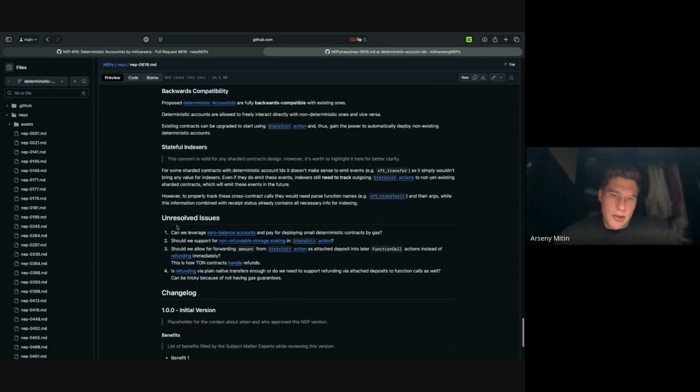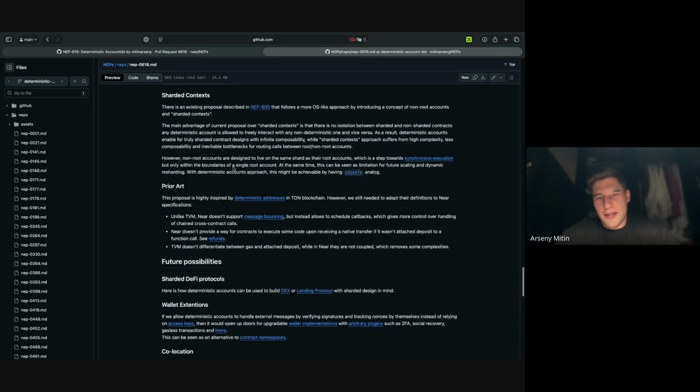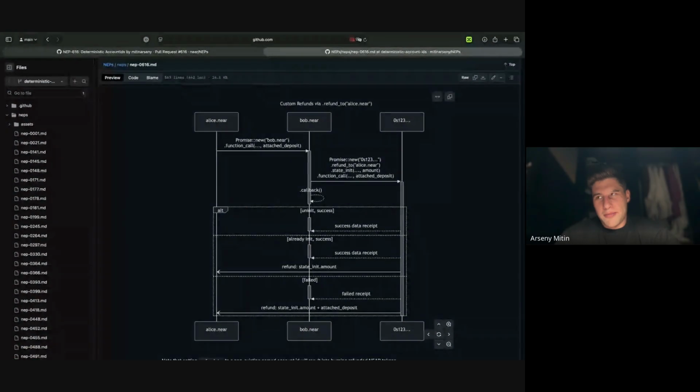And what else? The majority of these questions were resolved in the comments. As for the unresolved issues, I'm not quite sure that the refund mechanism is very flexible in this NEP. I think it covers the current needs, but we haven't built a lot of DeFi protocols with it, and not only DeFi protocols but sharded standards. So I might be wrong that this approach of refunds will be sufficient for all of the use cases.